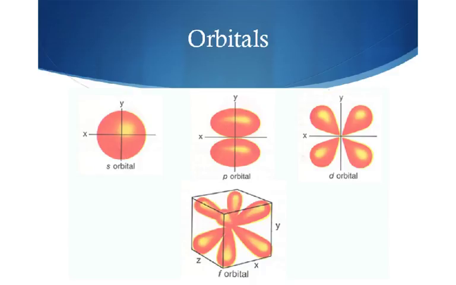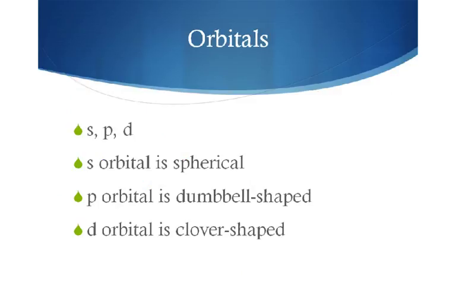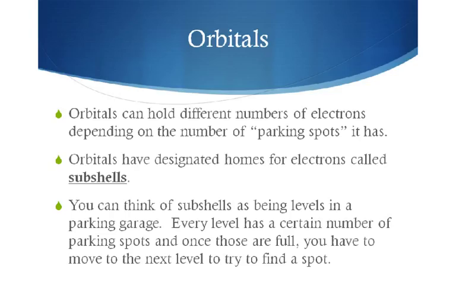This is a diagram representing the types of orbitals that we've talked about. So an s orbital has that sphere shape, p orbital has the dumbbell shape, d orbital the clover, and the f orbital the cluster. So the three orbitals that we focused on in class were the s, p, and d orbitals. Orbitals can hold a different number of parking spots, or a different number of electrons, based on the number of parking spots it has.